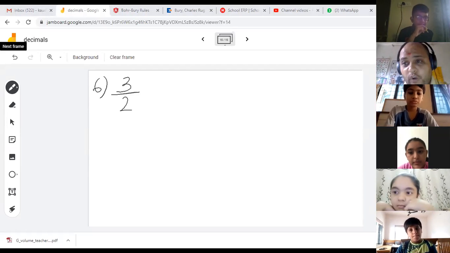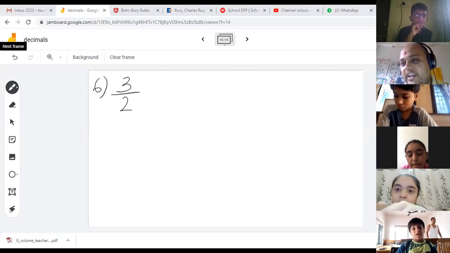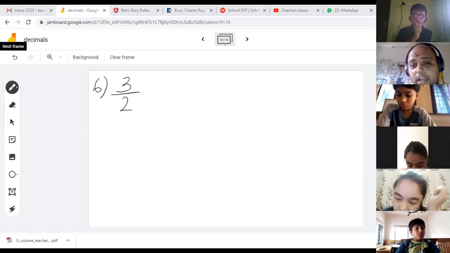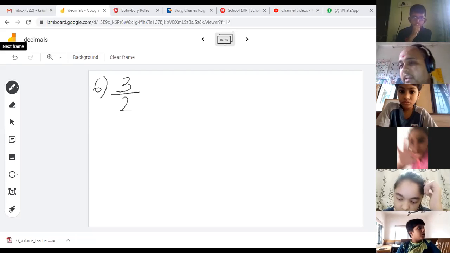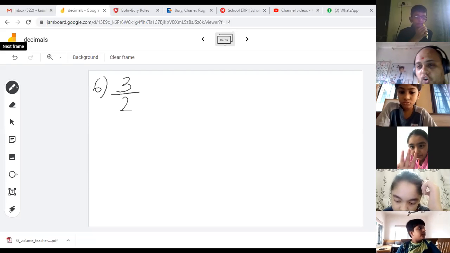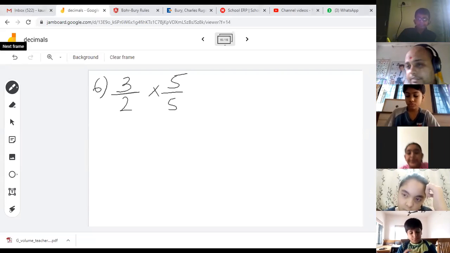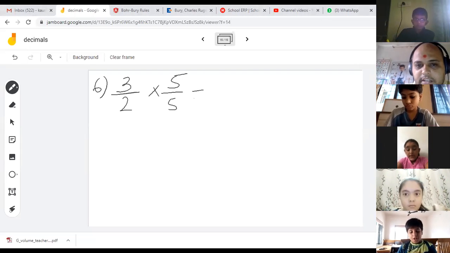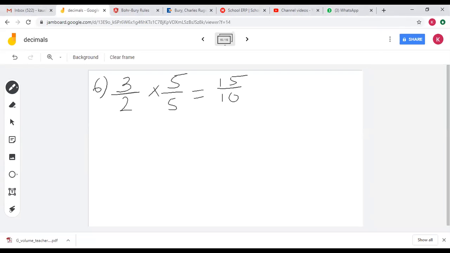Do we have a 10 here? We don't have. So what do we do? We make it 10. Okay? We convert it into 10. So by how many times will 2 become 10, which is the nearest, obviously? Very good, Jia. Times 5. So I'm going to multiply it by 5. And if I multiply the denominator, I have to do it for the numerator also. So what will be the answer here? 15 upon 10. Yes, which in decimal form is 1.5.